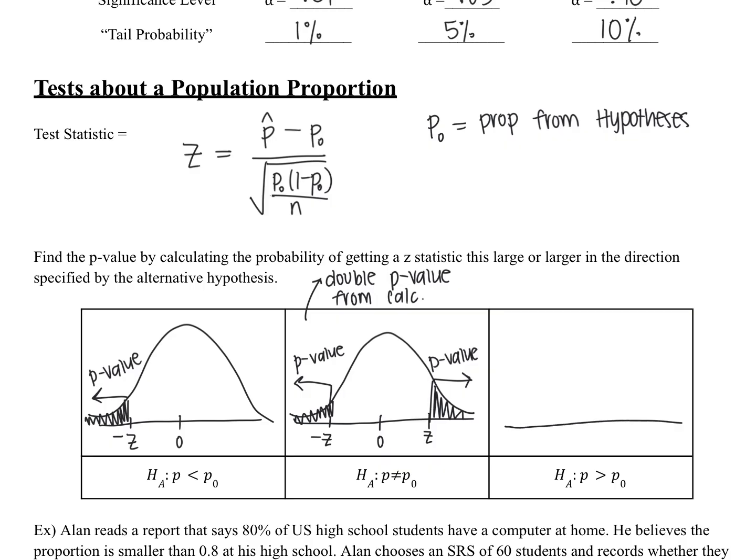And then if our alternative hypothesis is that we're actually greater than, our test statistic is going to be positive, and we're looking at the probability that we have an area above, and this would be where our p-value falls.